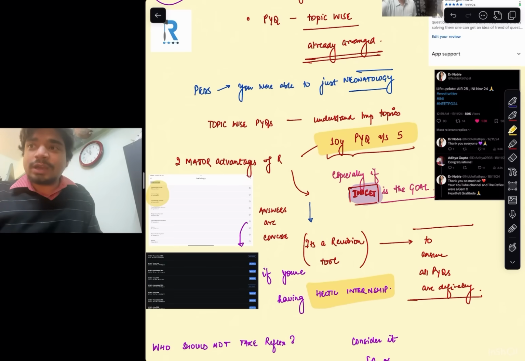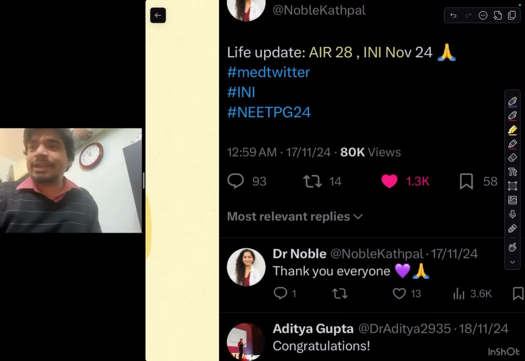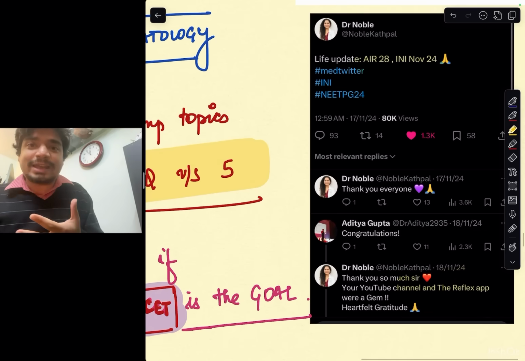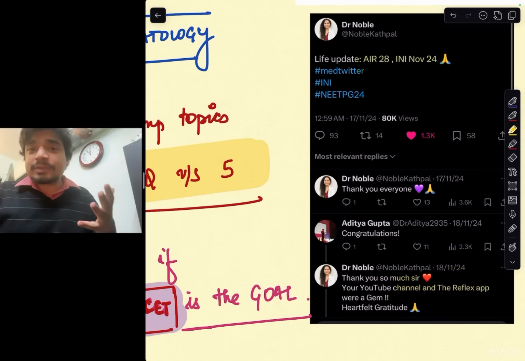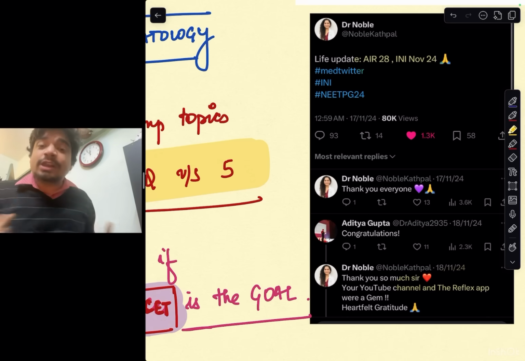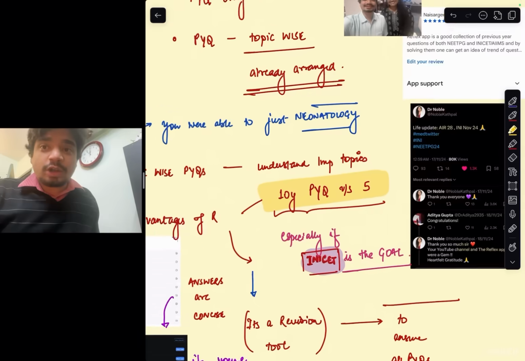One of my juniors got All India rank 28 in this November INICET, and she praised Reflex. She said the Reflex app was one of the reasons she got a better rank in INI. She got around rank 400 in NEET, but a much better rank in INI. Why? Because INI tends to repeat a lot of its questions. This time also it repeated a lot of its questions.